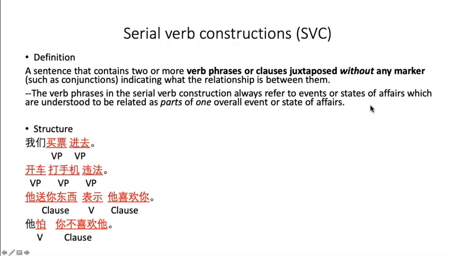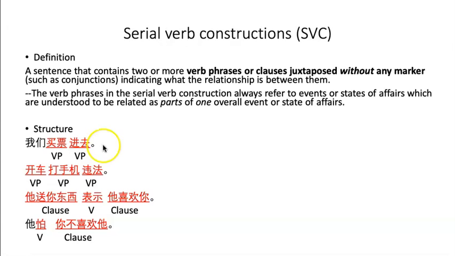Let's look at some examples. 我们买票进去. The structure of this sentence is very clearly a serial verb construction. 买票 is a verb phrase. 进去 is another verb phrase. 我们买票进去. In this sentence, it contains two verb phrases directly juxtaposed, meaning directly put together without any marker in the middle. That is a serial verb construction.